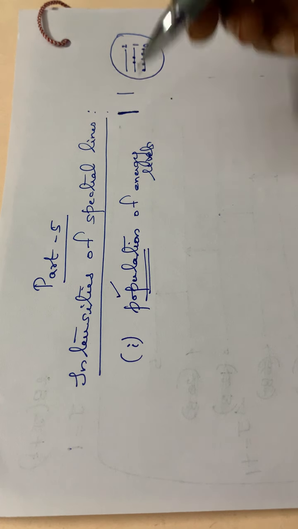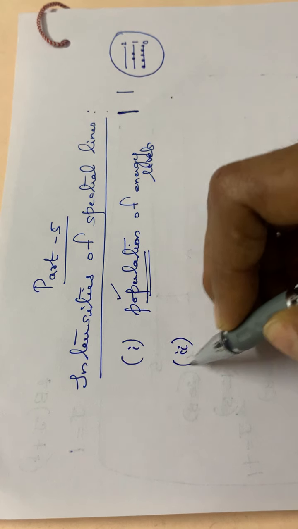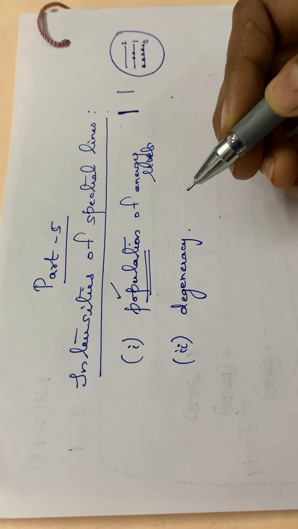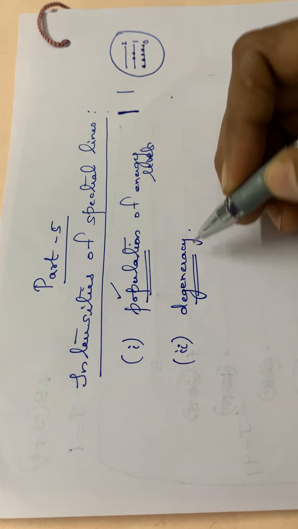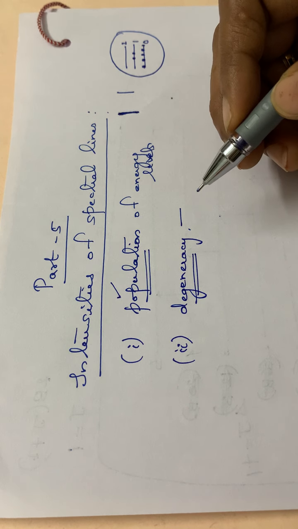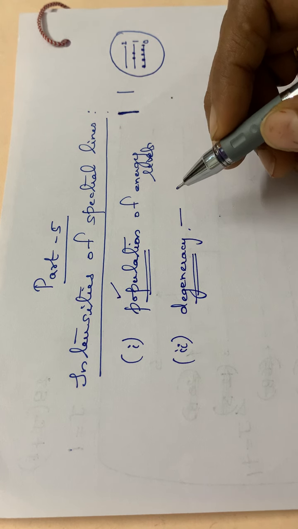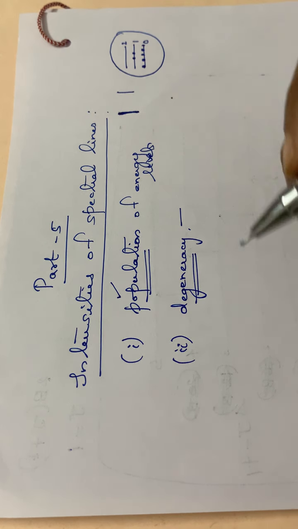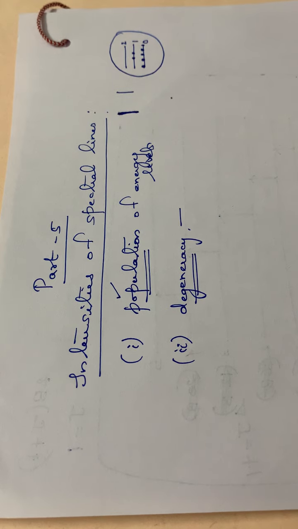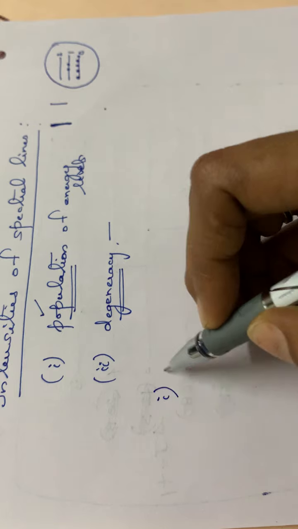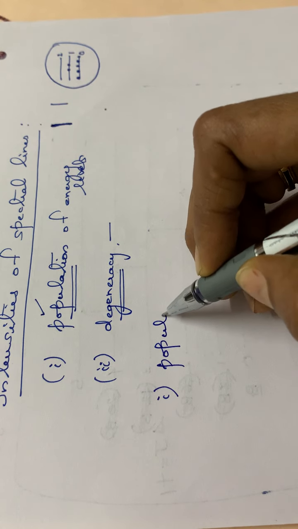So the first one is the population, and the second one that affects the intensity is the degeneracy of the energy levels. Degeneracy of the energy levels, the term itself means having the same energy, isn't it? So both these factors will affect the intensity of the spectral lines. And there are also one or two more points. The intensity of the spectral lines will be proportional to the first factor, that is the population, which you have to go through in detail.